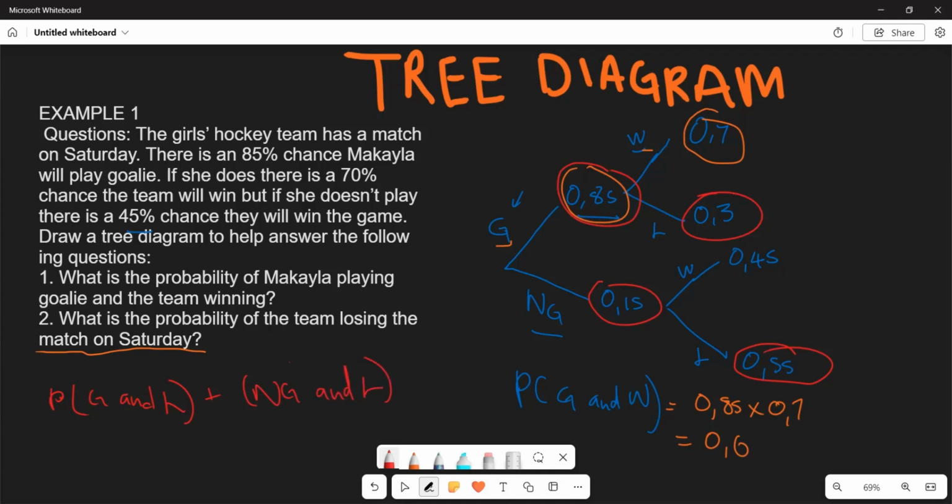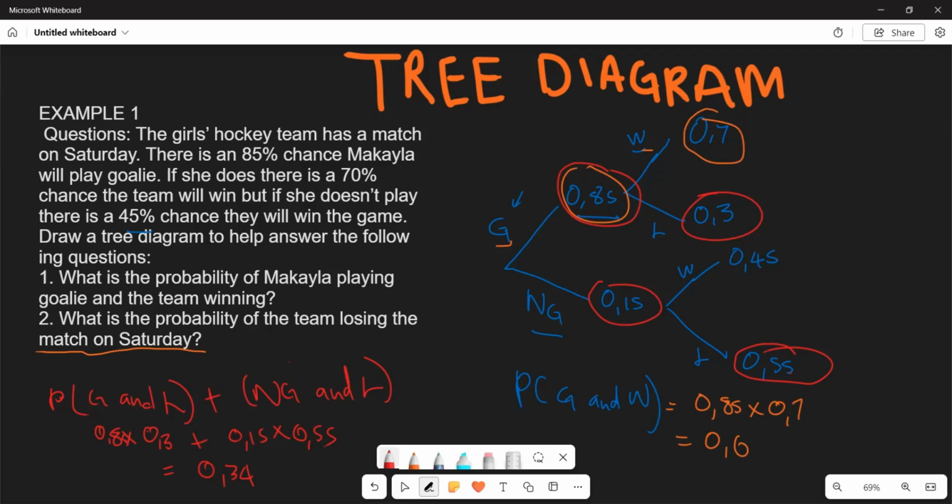Plus again, even when Michaela is not playing the goalie, the team is also losing altogether. So these are going to be the chances, which means you multiply these two and add them together. So this is going to be 0.85 multiplied by 0.3, which is the losing, plus the other one, 0.15 multiplied by 0.55. So the probability of losing is going to be 0.34 altogether. So basically, this is how we tend to understand the probabilities of our tree diagram.